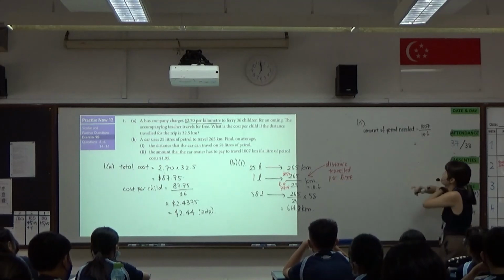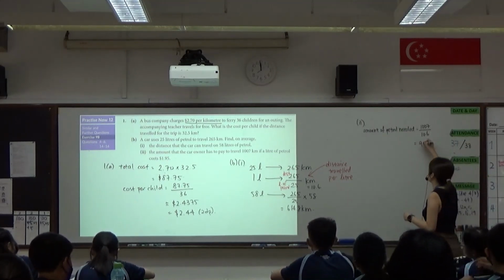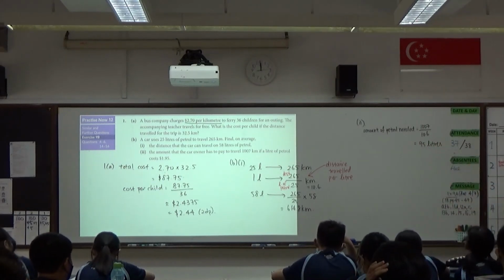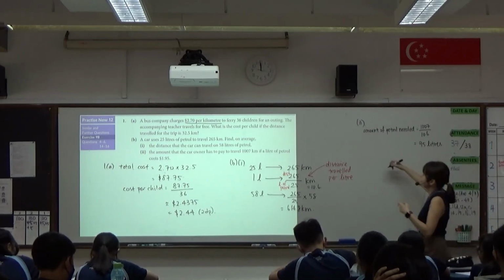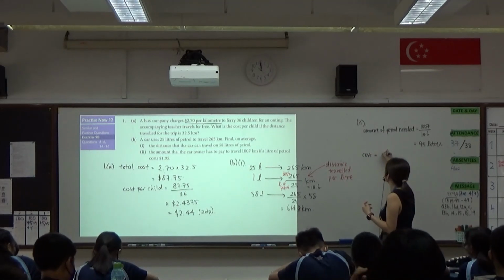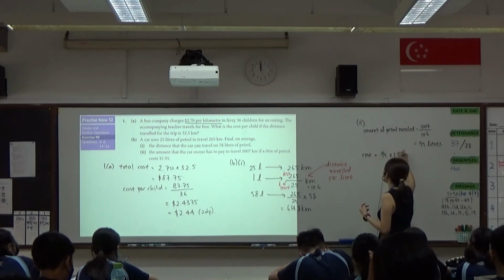Okay, that will give us the amount of petrol needed. That will be 95 liters. Questions from class 1? Alright, then I'll finish it up. Then the cost. Cost equals 95 times 1.95. Okay, thank you.